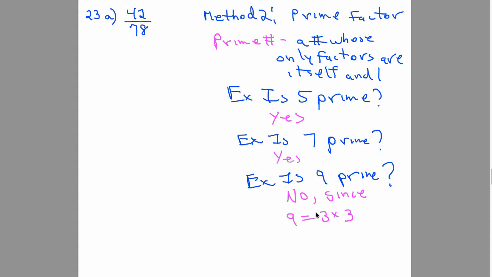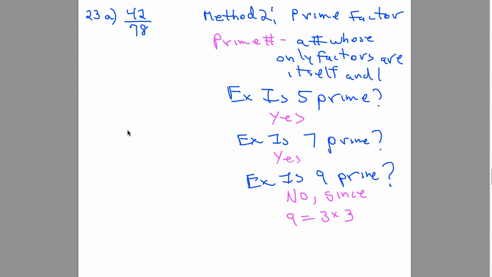Okay, so now you know what a prime number is, and the way we use method 2 to reduce fractions is we find the prime factors of each number, of the numerator and the denominator, and everything that's common we cross out and we're done. And one of the best ways to find the prime numbers of a number is to use a factoring tree. You may have seen that already.